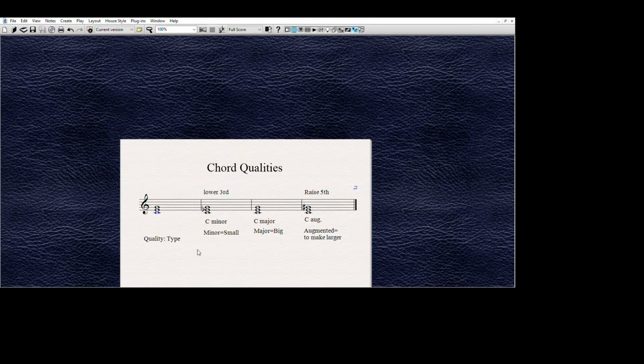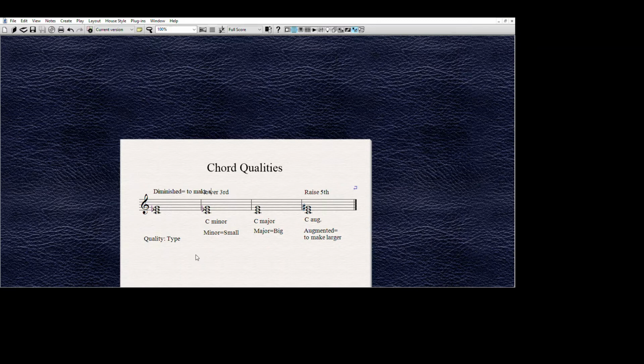Now, the word minor means small. So what could possibly be smaller than minor? Well, that word that we will deal with is diminished. And the word diminished means to make smaller.